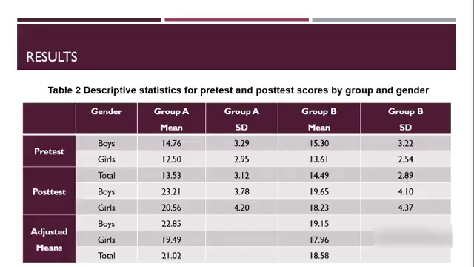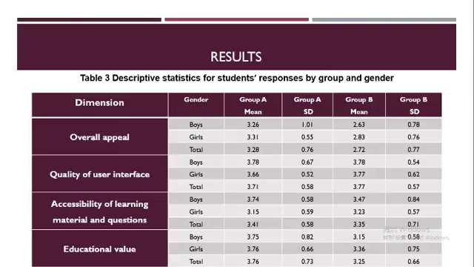Table 2 is the descriptive statistics for pre-test and post-test scores by group and gender. According to the values, we can see that in the pre-test result, there's no significant difference between Group A and Group B. But there are some differences after the test. You can see Group A has higher values than Group B. Table 3 is the descriptive statistics for students' response by group and gender, and we can see that the overall appeal for Group A is better than that of Group B. So hypothesis 1 is confirmed.